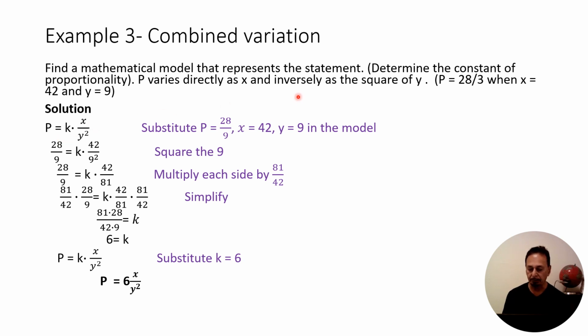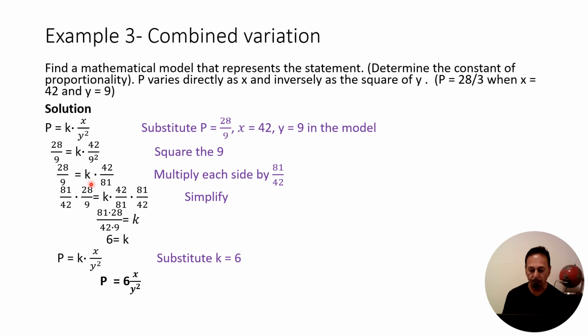Inversely means divide by the square of y. Divide by y to the second power. And now we substitute P equal to 28 over 9, x equal to 42, and y equal to 9 in the model. So the equation becomes 28 over 9 equals k times 42 over 9 squared. We square the 9, so we have 28 over 9 equals k times 42 over 81.